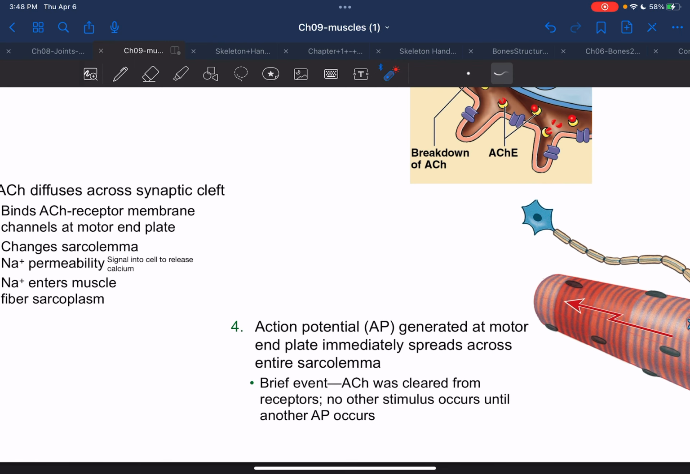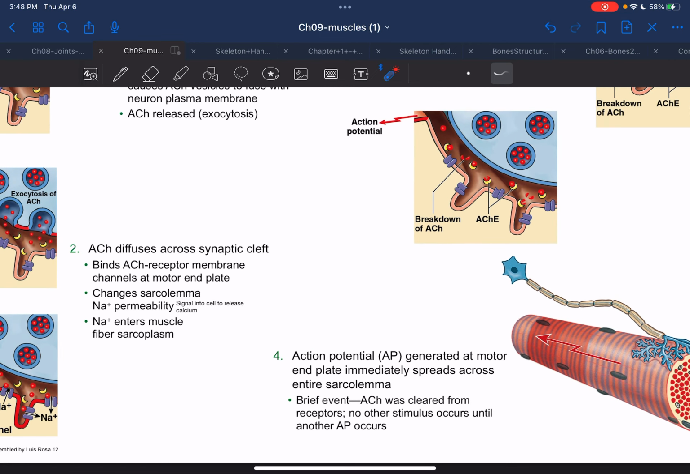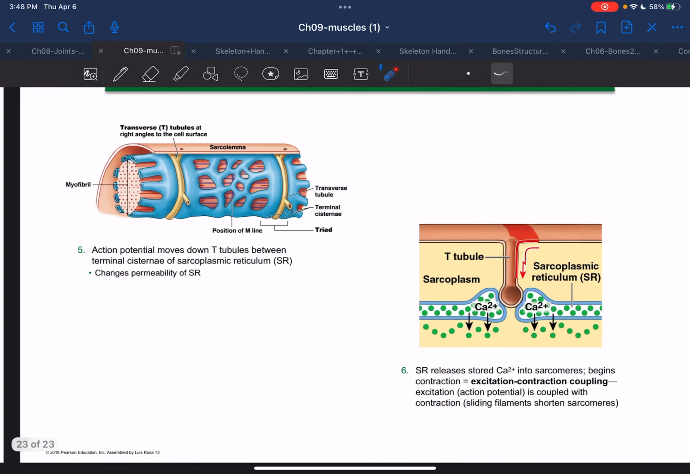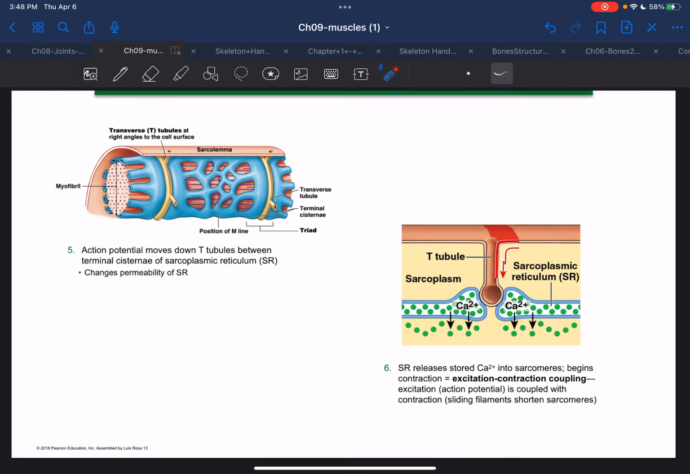Once it's cleared, when there's no more acetylcholine, you can expect that our action potential will not occur again until the nerve cell decides to move it again.